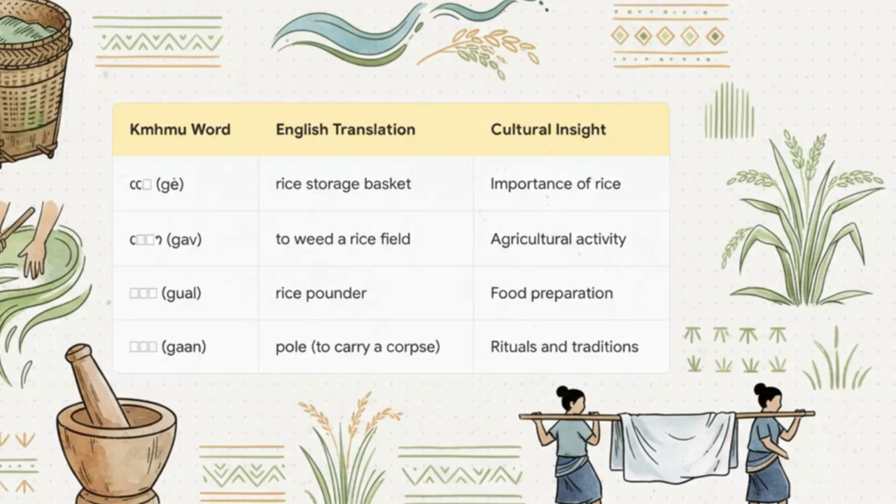Just look at this collection of words, all starting with that G sound we've been talking about. We have ge, a rice storage basket, gav, which is the specific act of weeding a rice field, and gwal, a rice pounder. I mean, these words alone paint such a clear picture of a society that's really centered around agriculture. But it's not just about daily work. A word like gan, which is a pole used to carry a corpse, gives us this solemn little glimpse into the rituals and traditions that hold a community together.